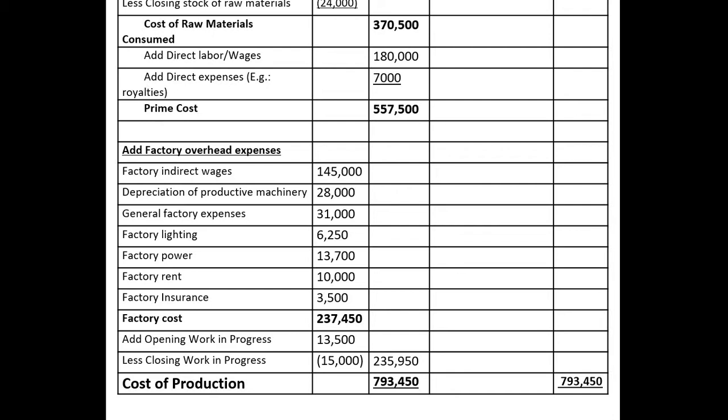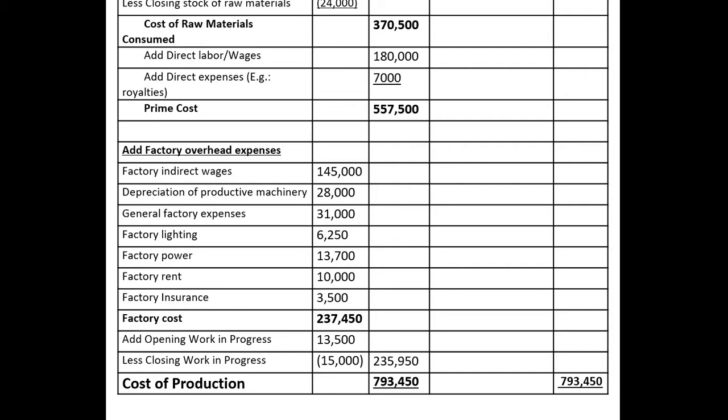Factory power amounted to 13,700. Factory rent was also apportioned in the fraction of 5/6. It is multiplied by 12,000, which was the initial overhead of factory rent before apportionment. When we multiply, we get 10,000. Factory insurance was also apportioned in the fraction of 5/6. We multiply by 4,200, which was the initial overhead of factory insurance before apportionment. When we multiply, we get 3,500.